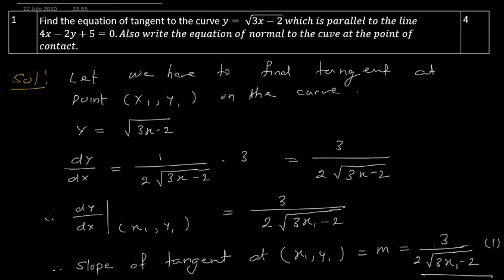Then we find the slope of the curve by the formula dy upon dx. Then, as the tangent is parallel to the line 4x minus 2y plus y equal to 0, the slope of the tangent and the slope of this line are going to be the same. By that condition we find the value of x1. As we got the value of x1, we use it to find the value of y1. So we got the point.